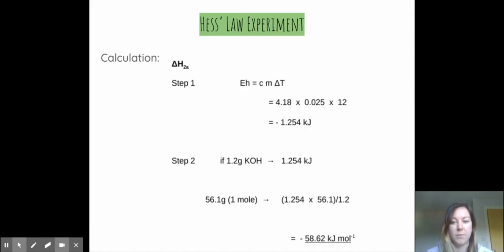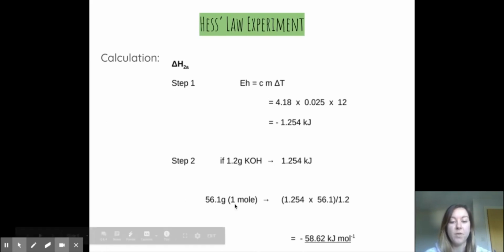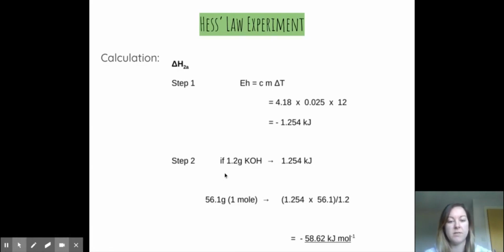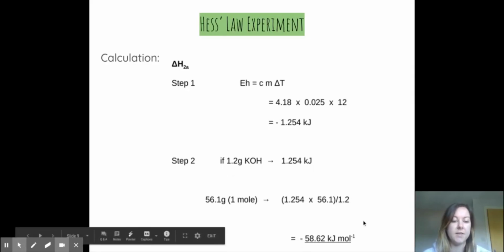value as delta H1. So again, we've got 4.18 multiplied by 0.025. This time our temperature difference was 12 degrees. So that gives us a value of negative 1.254 kilojoules. We used 1.2 grams of potassium hydroxide again, which we did in every single experiment. We again scale it up to 1 mole, so it's 56.1 grams, multiplied by the 1.254 divided by 1.2. And that comes out as negative 58.62 kilojoules per mole.